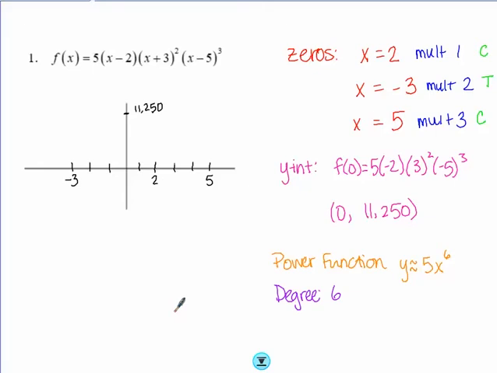So I know the graph is going to touch the x-axis at -3, then go through its y-intercept of 11,250. Then since it has a multiplicity of 1 at x equals 2, it's going to go straight through the x-axis. And at x equals 5, we have a multiplicity of 3, so the graph is going to curve through the x-axis. So if we sketch our graph, we have something like this. And that gives us an idea of what our graph would look like.